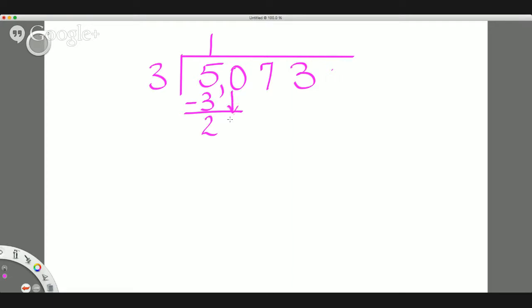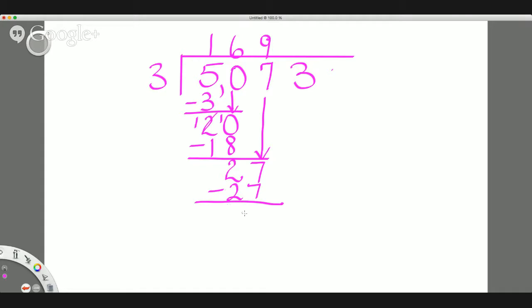Then bring down 20. 20 divided by 3, right? Repeat the process. Divide. 20 divided by 3. So that would be 6. And 6 times 3 is 18. Subtract. Borrow. 10 take away 8 is 2. 1 take away 1 is 0. Bring down. Divide. 27 divided by 3 is 9. 3 9s are 27. Subtract. You get 0. Bring down.